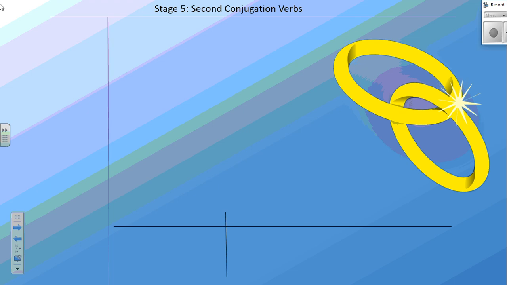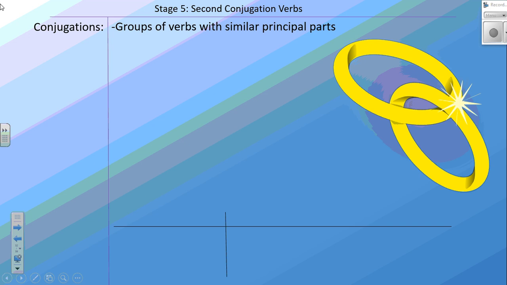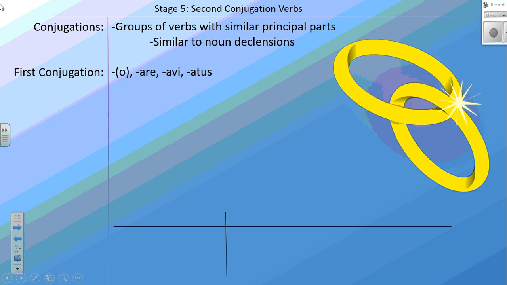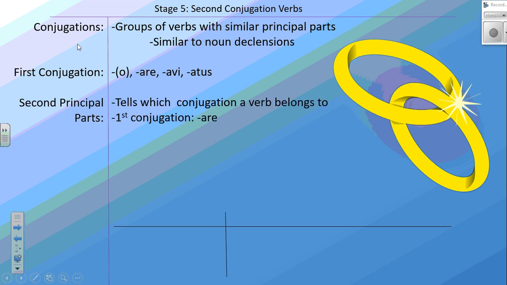So you might remember the other day I told you, verb conjugations are groups of verbs with similar principal parts, similar to how noun declensions work. First conjugation is what you've already seen. Those verbs end in an O in the first principal part and then go are, avi, atus. You might also remember that I told you that second principal part, that's the part that tells you what conjugation you're dealing with. And this will be the first time we start distinguishing this. So second principal parts tell which conjugation a verb belongs to.